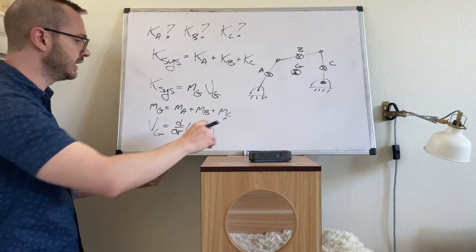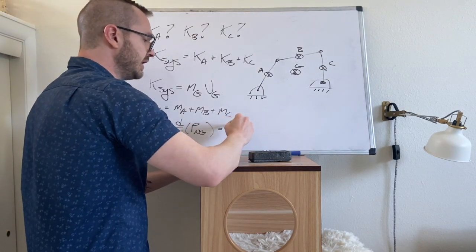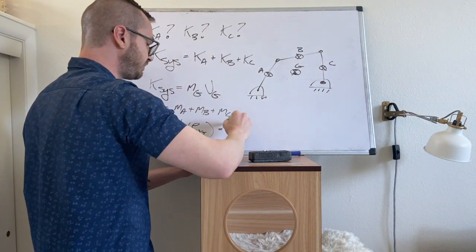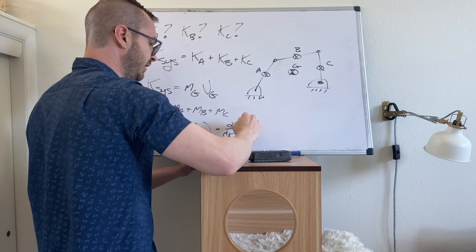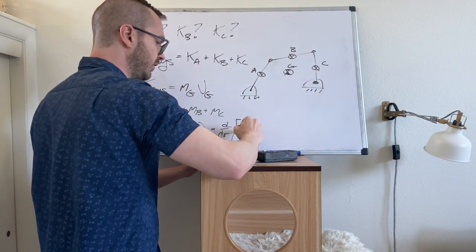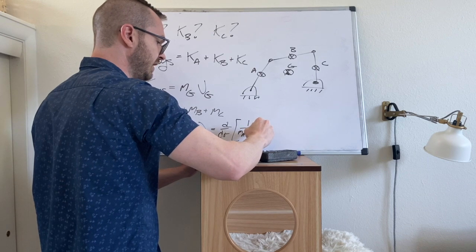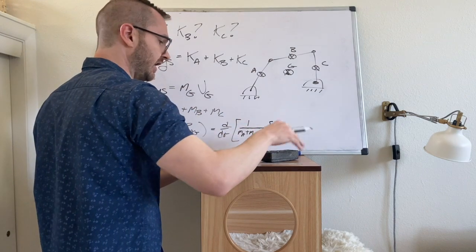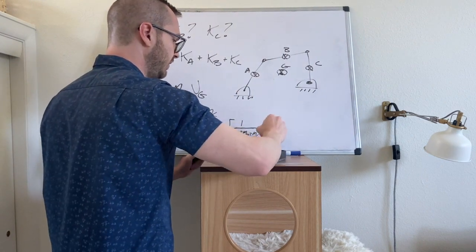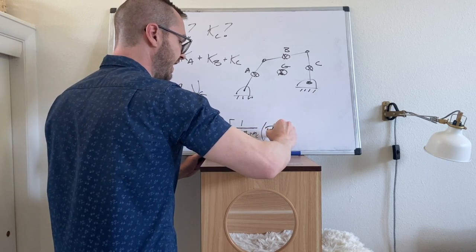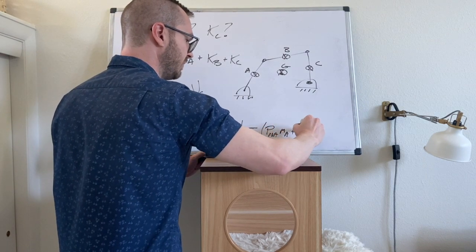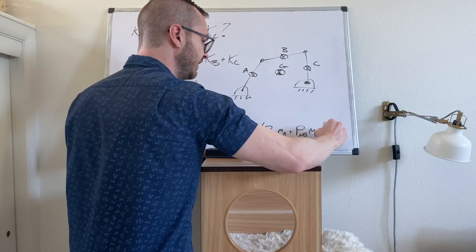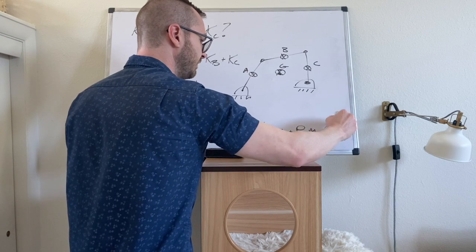Well, what was p into g? P into g was the weighted average of the masses of the whole thing. So this would be d/dt of 1 over ma plus mb plus mc, right? Times p into A times ma plus p into b times mb plus p into c times mc.